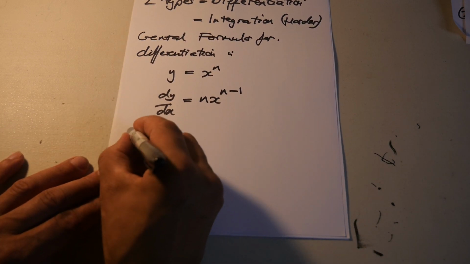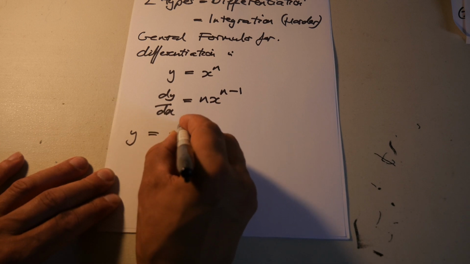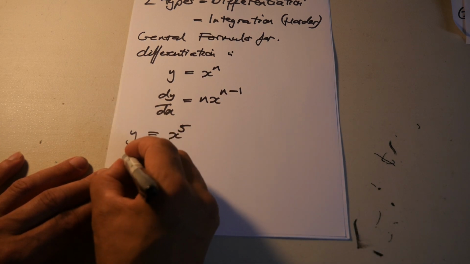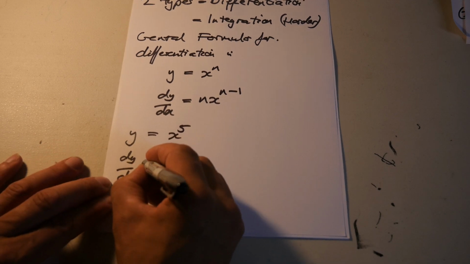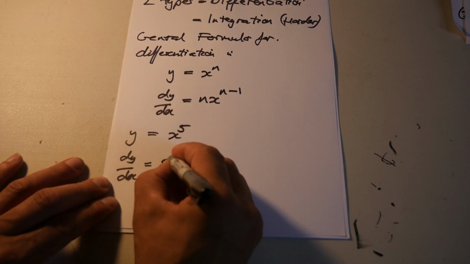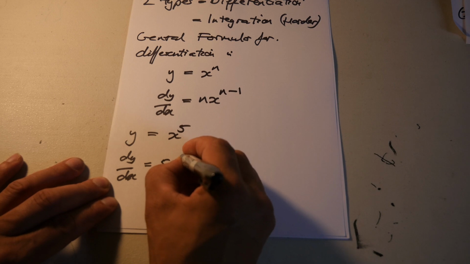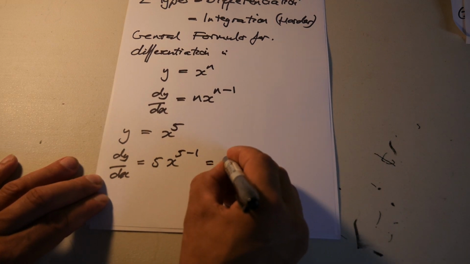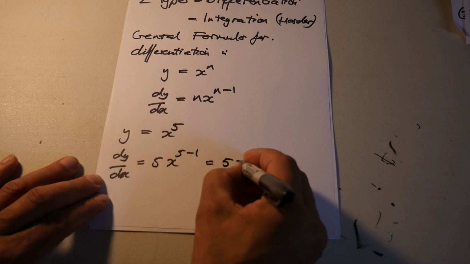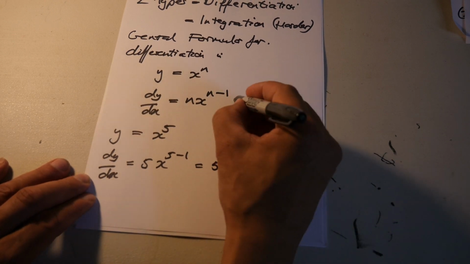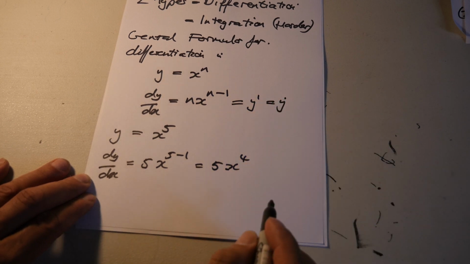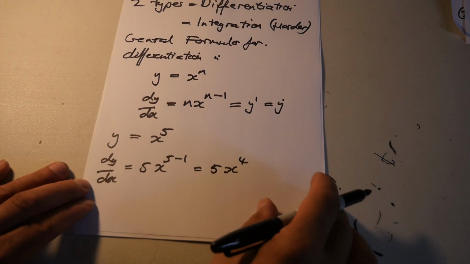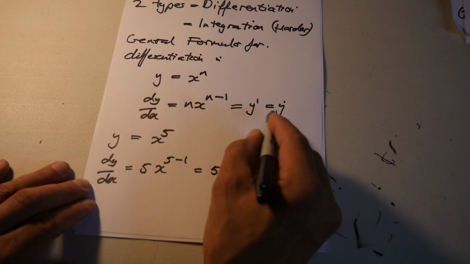So, for example, y equals x to the fifth, so dy by dx is equal to 5x to the 5 minus 1, which equals 5x to the 4. I should say this is also written y dash or y dot. You'll see that in textbooks.